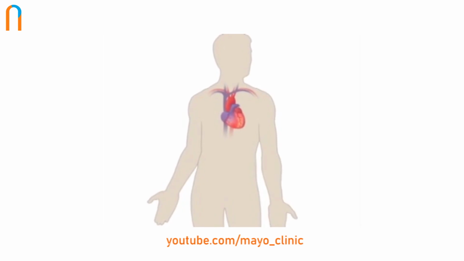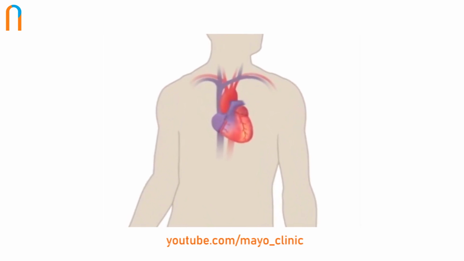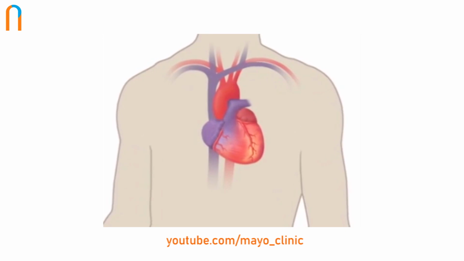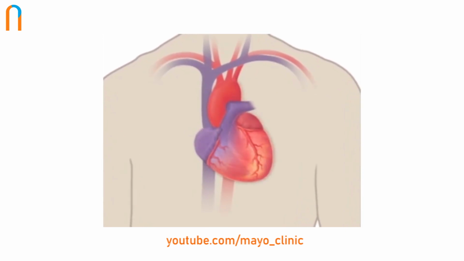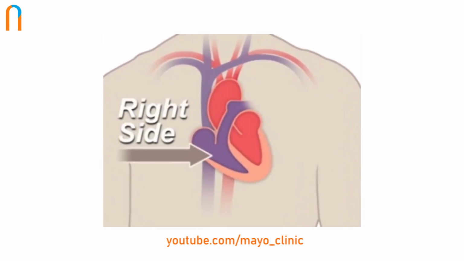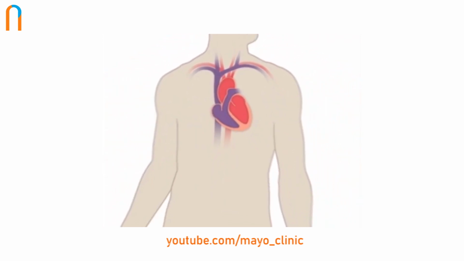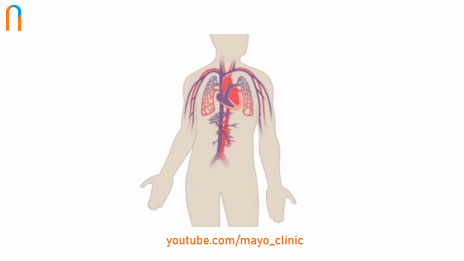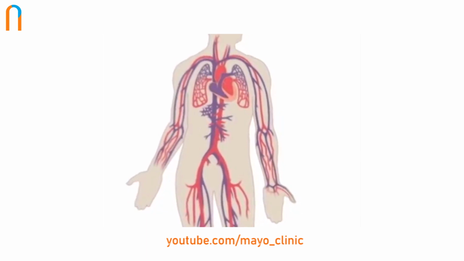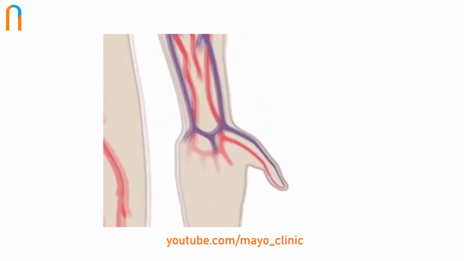The heart consists of 2 pumps in series. One pump propels blood through the lungs for exchange of oxygen and carbon dioxide, the pulmonary circulation, and the other pump propels blood to all other tissues of the body, which is the systemic circulation.